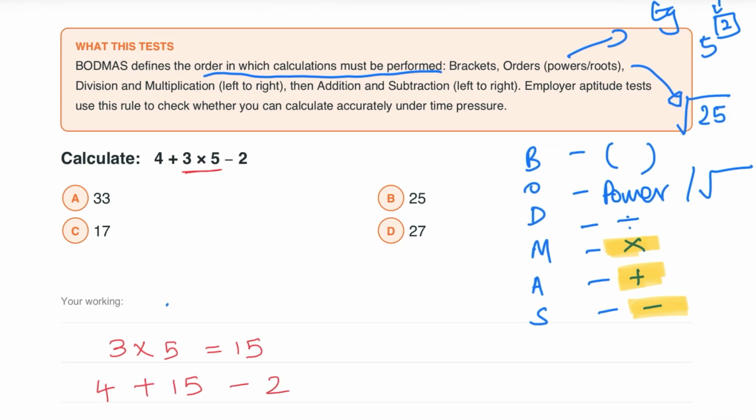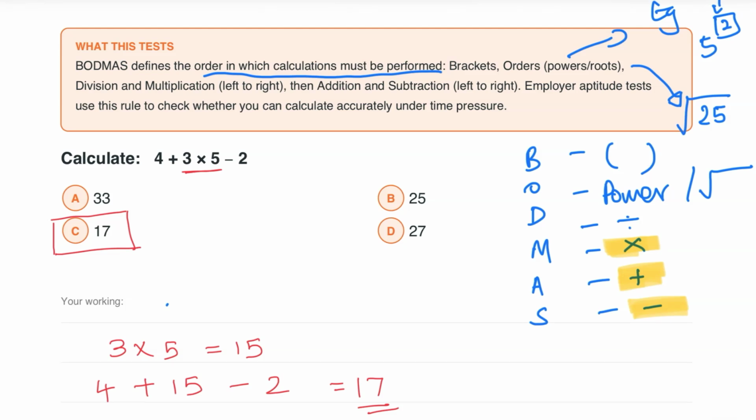Now we need to do addition and subtraction. Addition and subtraction can be done together. This will be 19 minus 2. The answer will be 17. The correct answer is option C, which is 17.